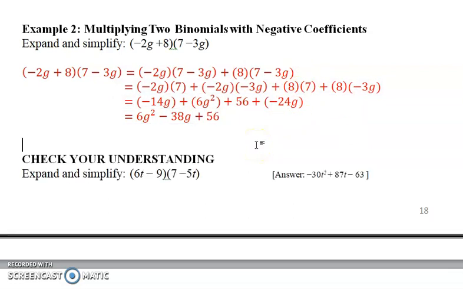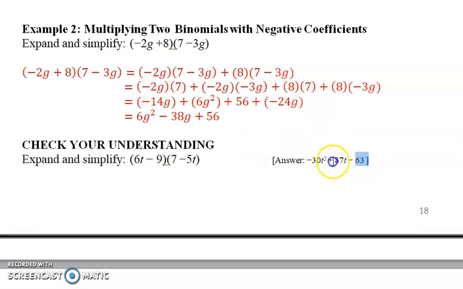And that's how we use the distributive property to multiply two binomials. And in this case, the difference was the negative coefficients. Okay?